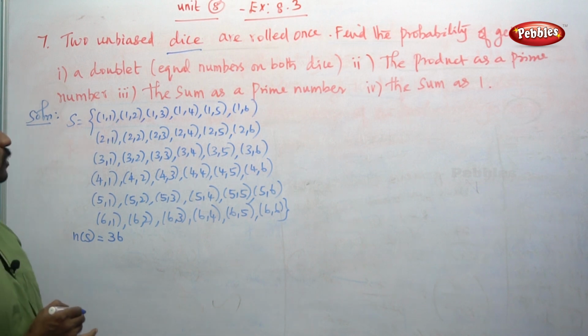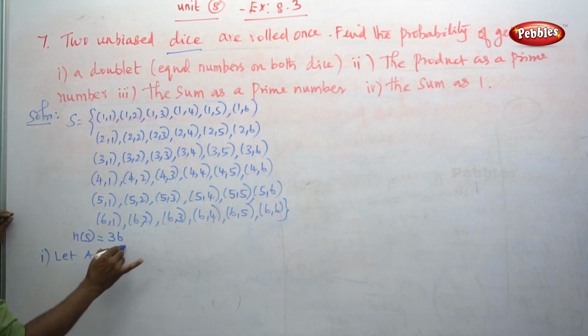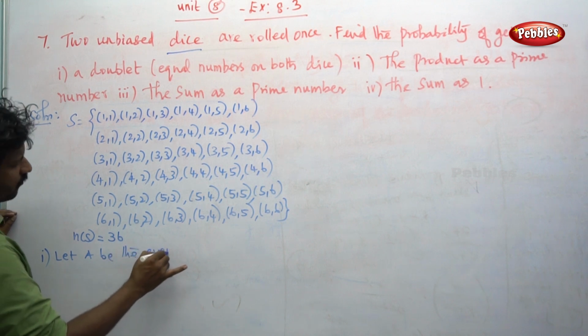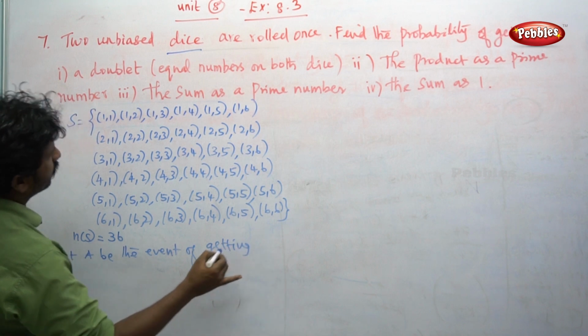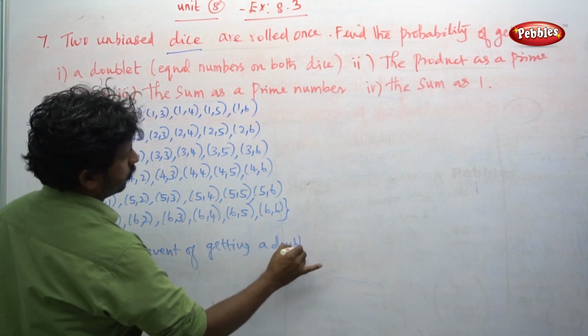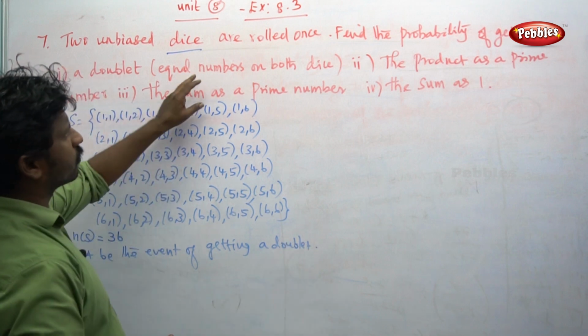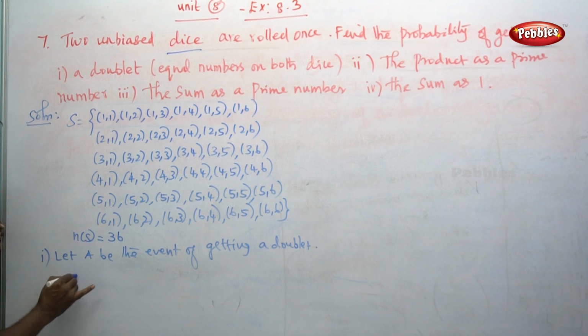இப்போது ஒவ்வொரு பாயிண்ட்டாக பார்க்குறோம். What is the first point? Let A be the event of getting a doublet. A doublet, which means what? Equal numbers on both dice. எல்லா ரெண்டு டைஸ்லையுமே சேம் நம்பர் வரணும்.